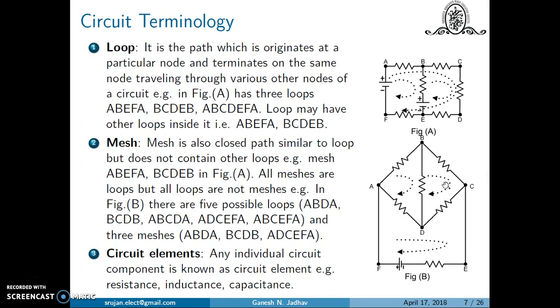In this case, all meshes are loops, but not all loops are meshes. In figure B, A, B, D, A, B, C, D, B, and A, D, C, E, F, A are the three independent loops, and a loop which does not contain any other loop is called a mesh. So this is also called a mesh.